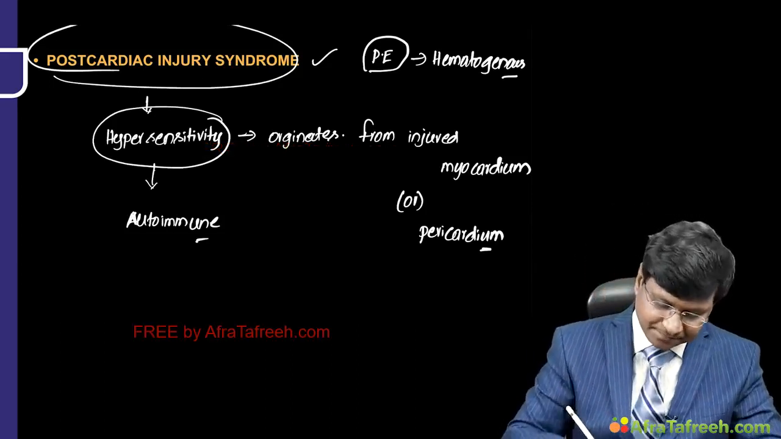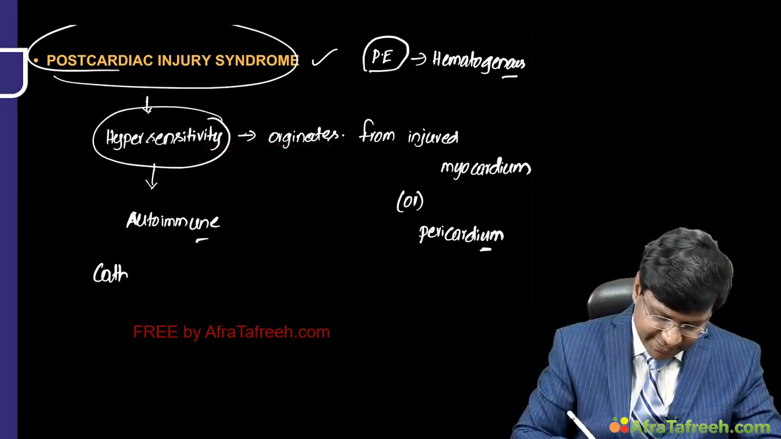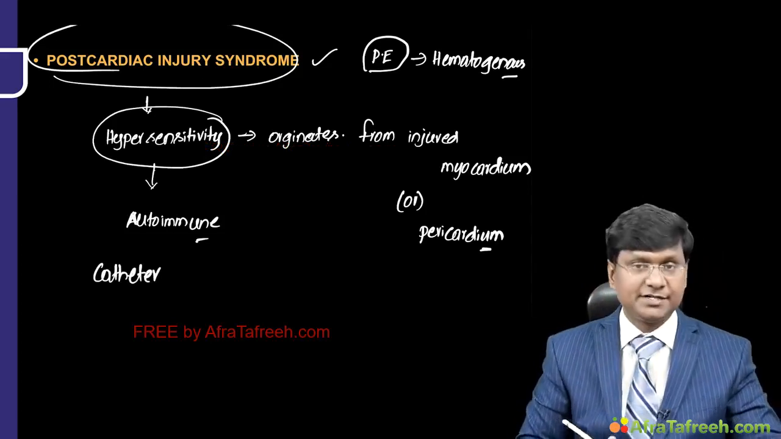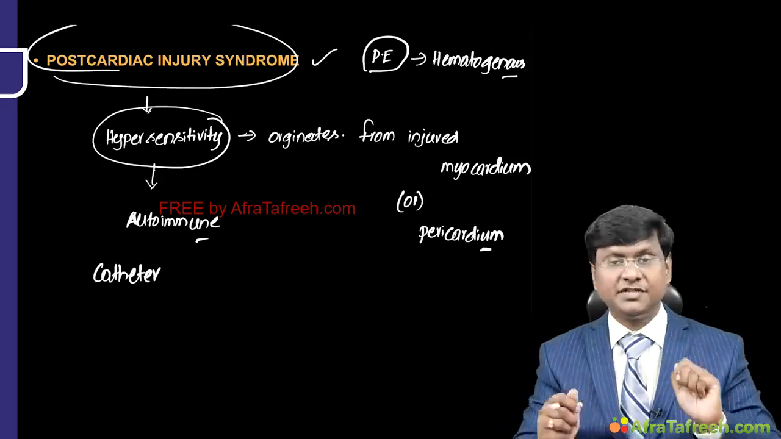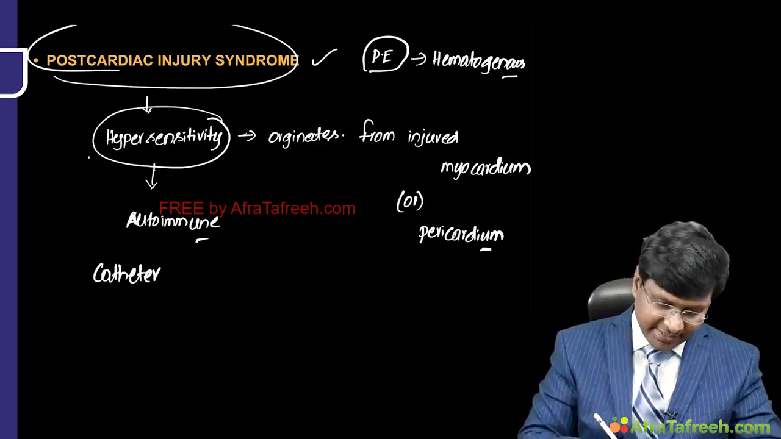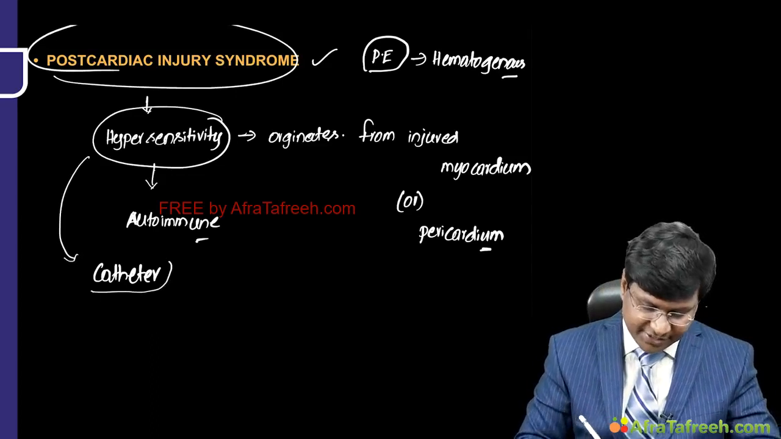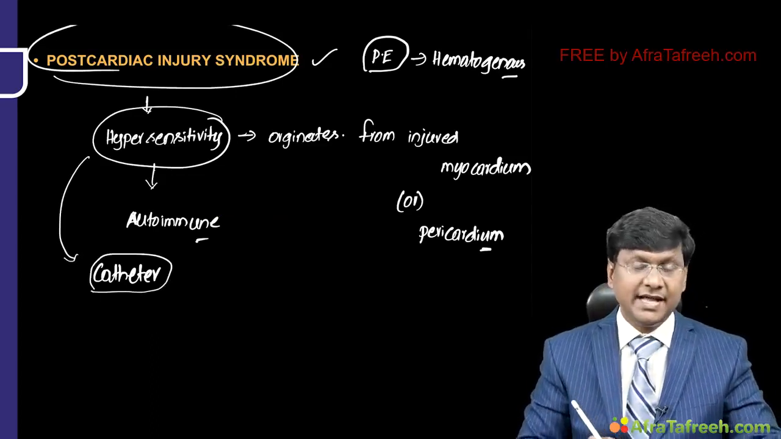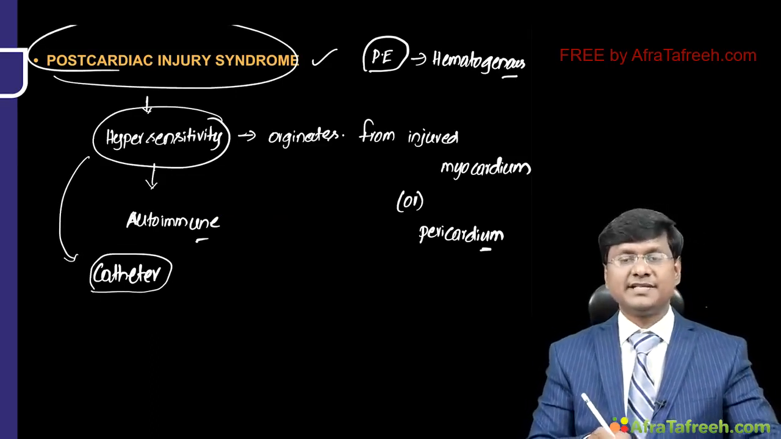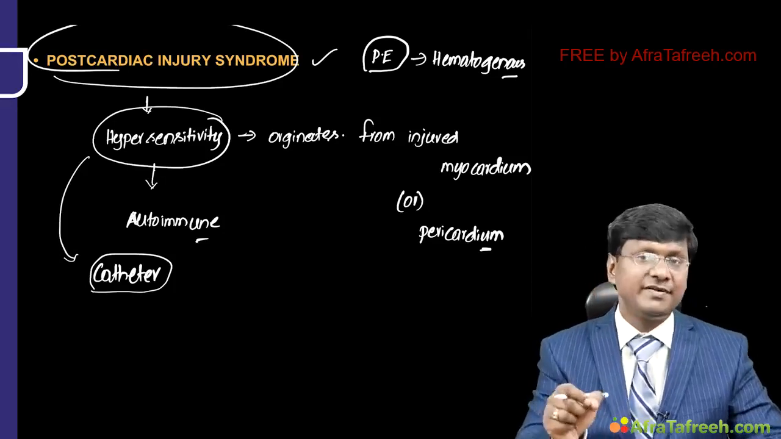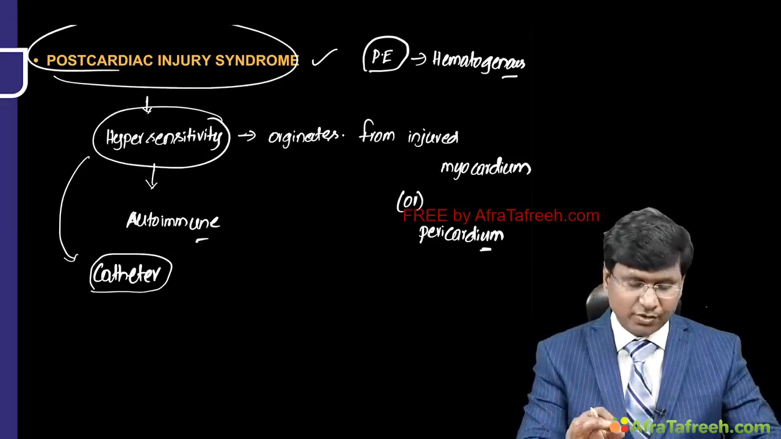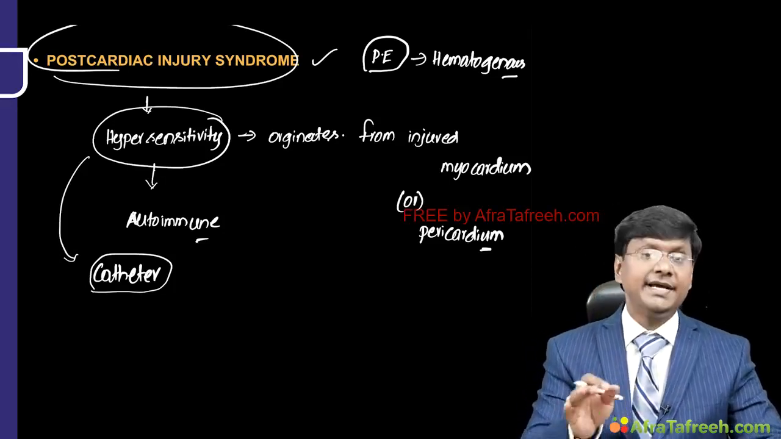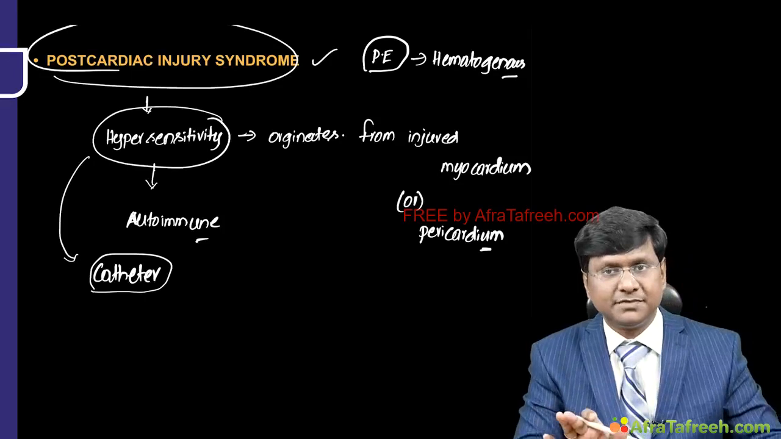Take another example. Suppose you have done a pericardiocentesis and placed a catheter within the pericardial space. There can be a hypersensitivity reaction against the catheter, and the antibodies formed against the catheter can induce inflammation within the pericardium, causing pericarditis. That is what is called post cardiac injury syndrome.